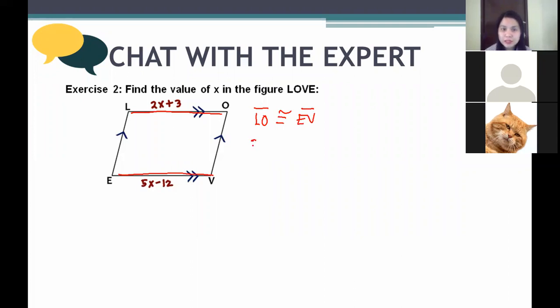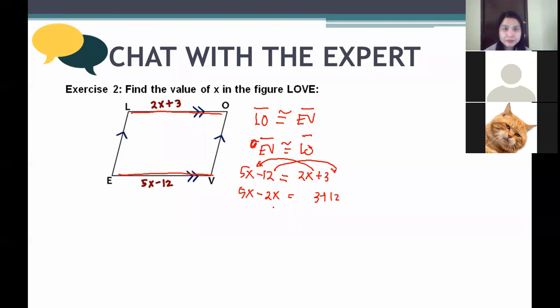So you have, let me transfer that one. EV is congruent to LO. They mean the same. So we have 5x minus 12 is equal to 2x plus 3. Let us transfer this. We do transposition. And the other one, plus 12. So we have 3x equals 15. Divide both by 3. So our x is equal to 5.